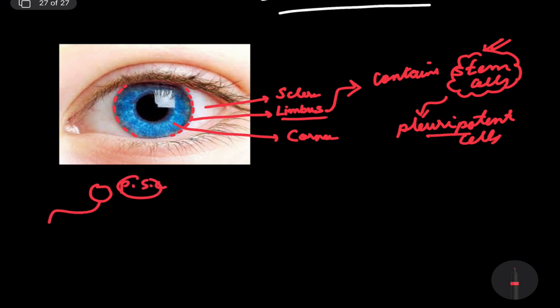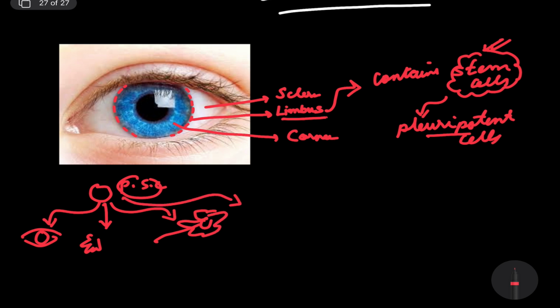This cell can become a cell of the eye. This cell can become a cell of the skin. This cell can become a nerve cell. This cell can become a cell of a muscle, a bone, anything. So it can form any structure within the body. That is the definition of pluripotency.